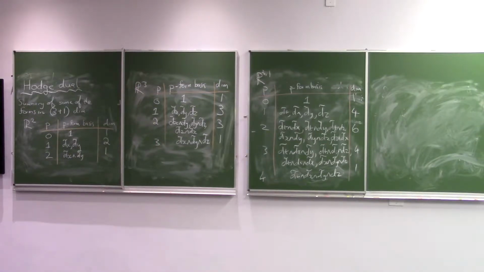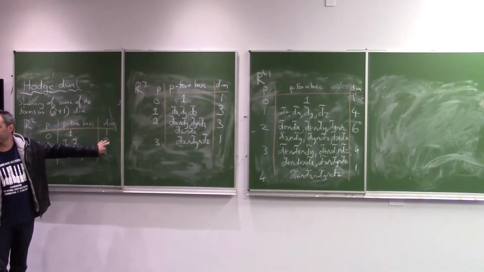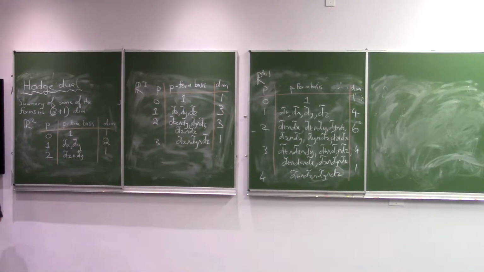And if you look at the tables, there are some obvious patterns. One of the first things hopefully you'll notice is these numbers should look kind of familiar. Those are the numbers that appear in Pascal's triangle. And also you should notice that these numbers are symmetric. So the number of p forms is equal to the number of n minus p forms, where n is the number of dimensions. So the number here, the zero form, which is like functions, which I can think of as having a basis, it's just one, is the same as the number of two forms in two dimensions.